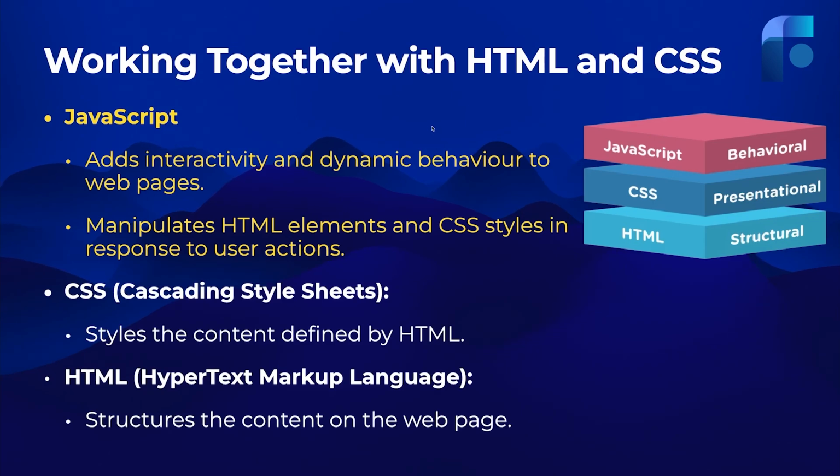And as we mentioned before, if we start from the beginning, HTML structures the content of the web page. CSS styles the content defined by your HTML, and at the final step, JavaScript adds interactivity and dynamic behavior to your web page, and it also manipulates the HTML elements and CSS styles in response to user action. So JavaScript can actually control your HTML and CSS and manipulate it as well. JavaScript has many functions and many utilities and is very powerful. It is a very deep language and it can be very useful for web development.